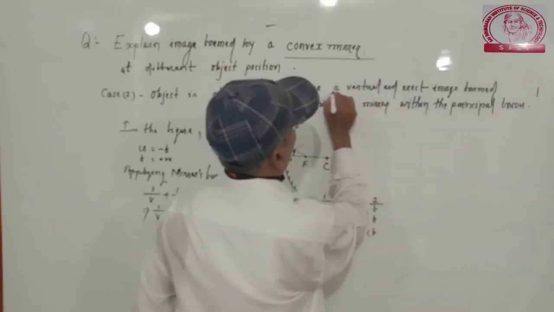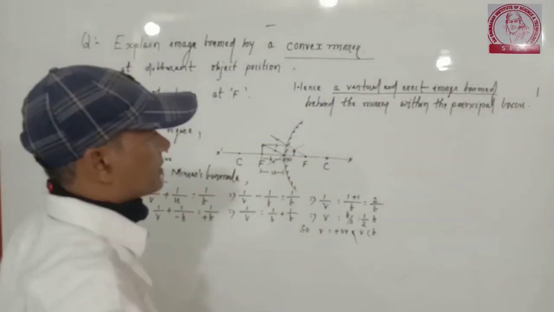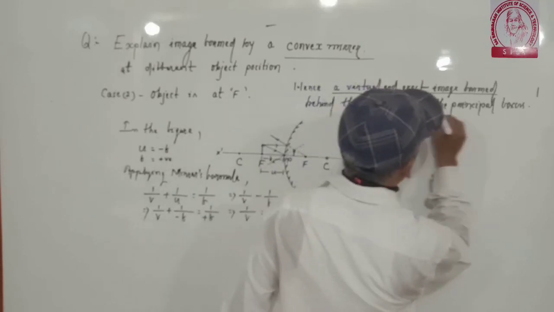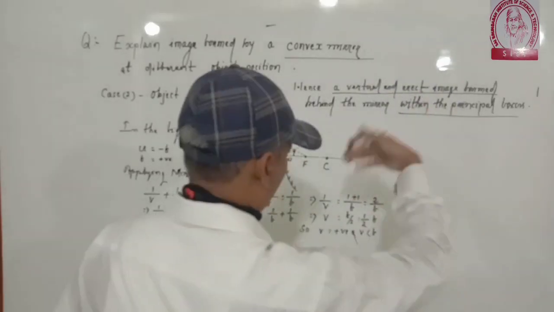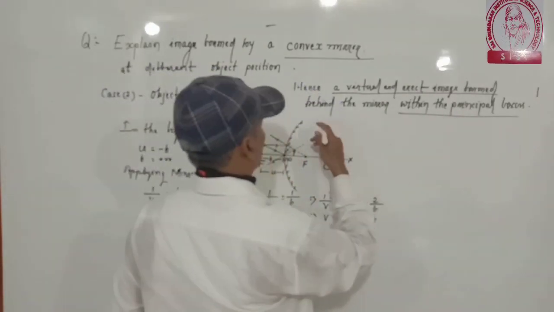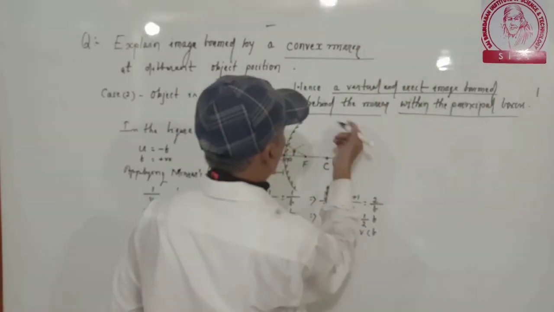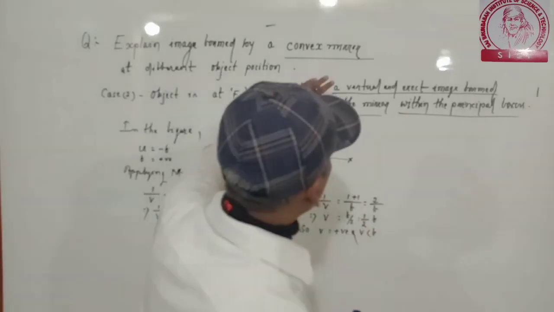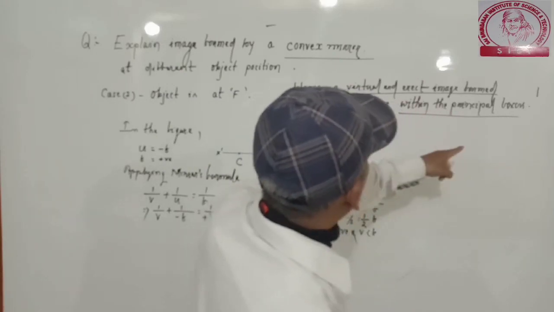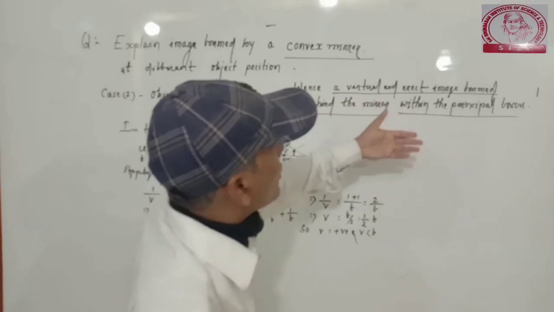The same thing happened, a virtual and erect image formed. Before also a virtual and erect image formed. And also here is a common thing within the principal focus. Before the image was also formed within the principal focus. In case 1 also behind the mirror. Here is also behind the mirror. In case 1 it was hence a virtual and erect image formed behind the mirror within the principal focus. In case 2 also hence a virtual and erect image formed behind the mirror within the principal focus.